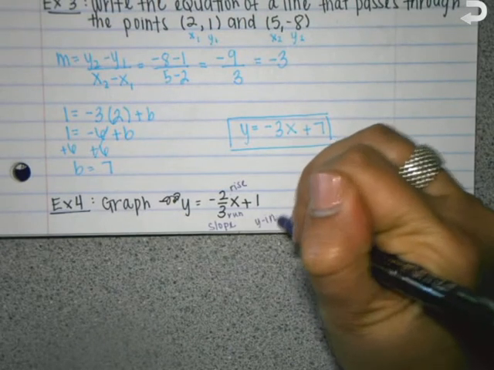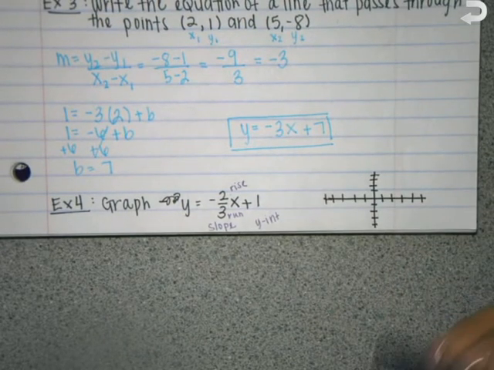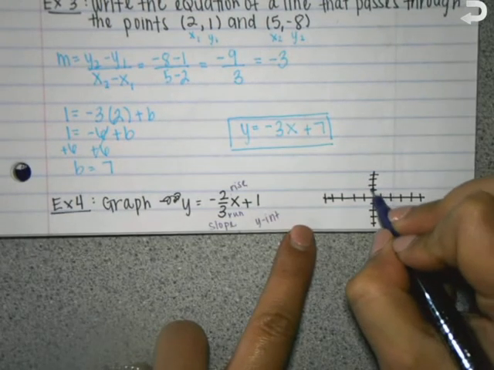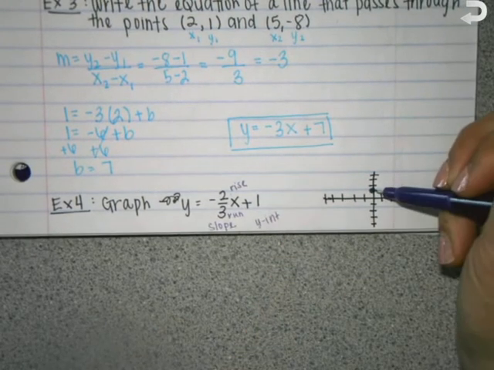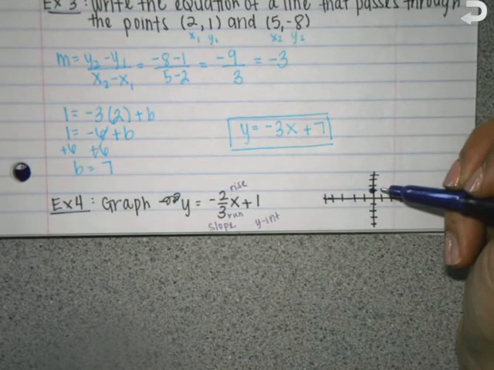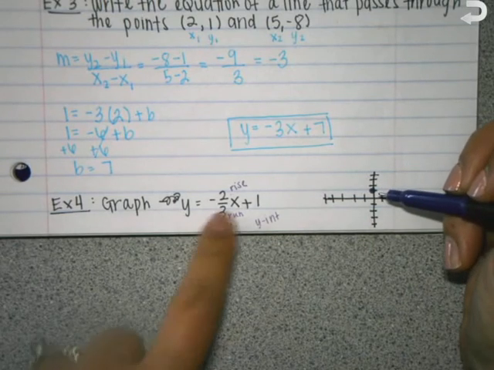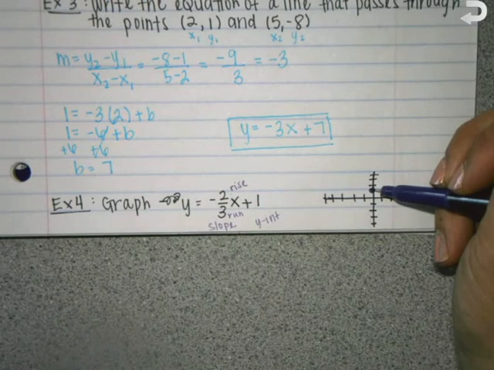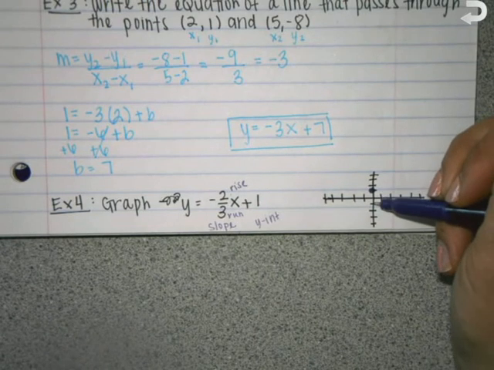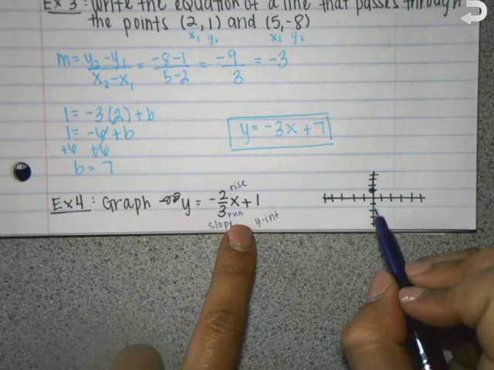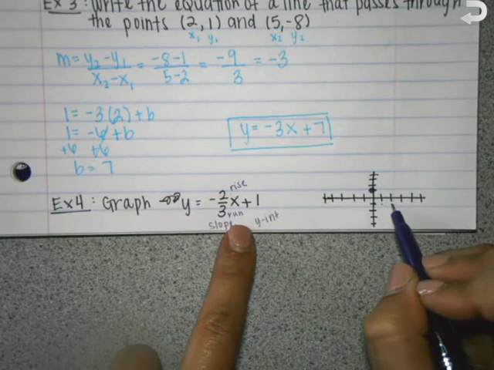Positive 1. So how do we graph this? We start with the y-intercept at positive 1. So on the y-axis, I'm going to put a point at positive 1. And then from that point, I'm going to count my slope. My rise is negative 2. So from this point, I'm going to go down 1, 2. And if my run is positive 3, which direction am I going? Right. So 1, 2, 3.